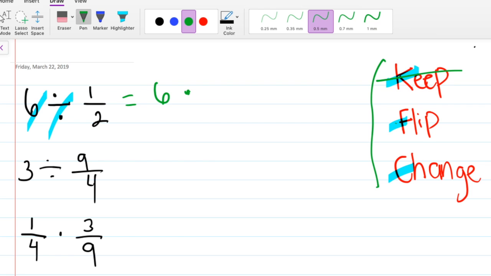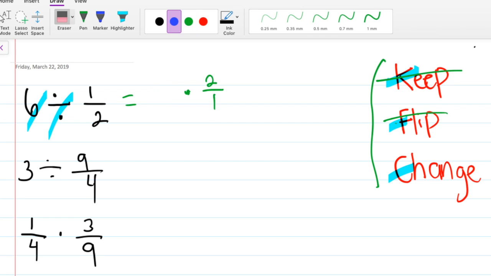And then change. What do I need to change? You see this fraction over here that we don't like? We're just going to flip it around a little bit. 1 over 2 flipped around is 2 over 1. Okay, now there's one little thing that we have to do.